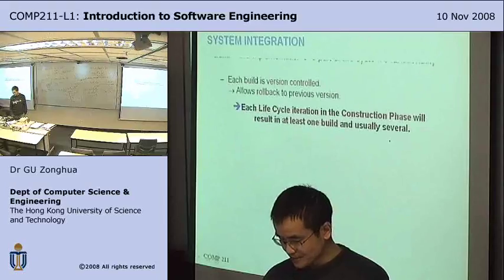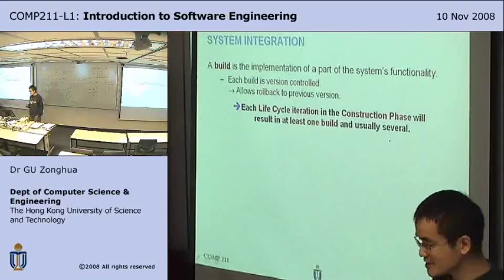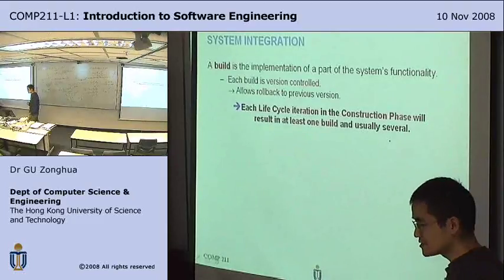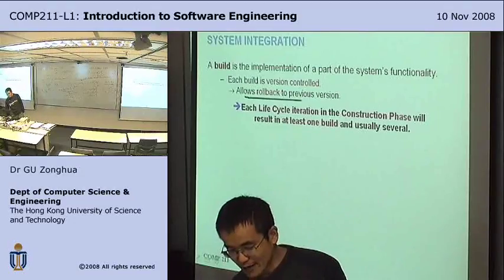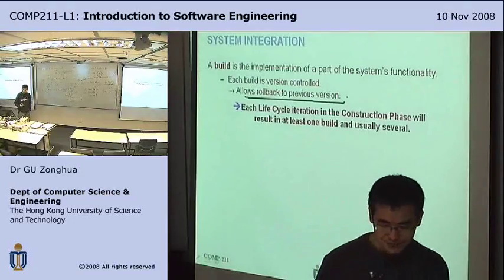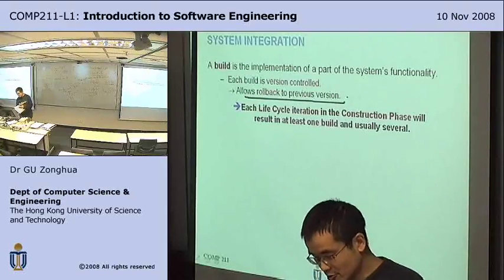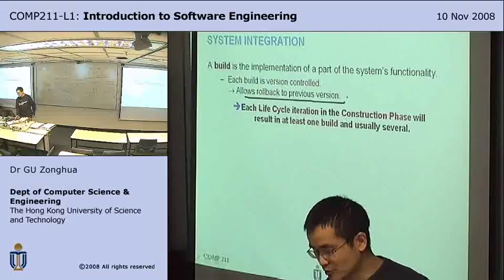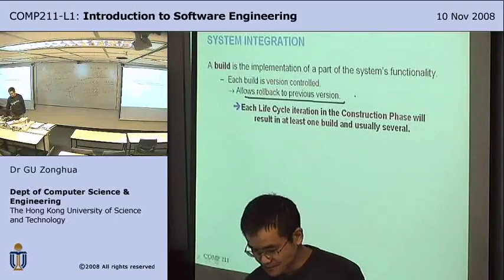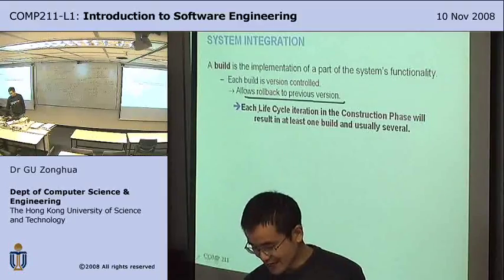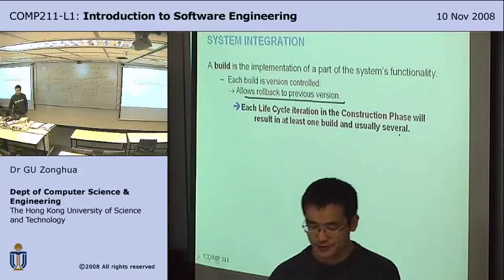System integration. This is when you do builds. A build is the implementation of a part of the system's functionality. Each build is version controlled and allows rollback to previous versions. So you may do daily builds, or you may do weekly builds, and you assign a version number so that you can roll back using a version control system. Each lifecycle iteration in the construction phase will result in at least one build and usually several builds.